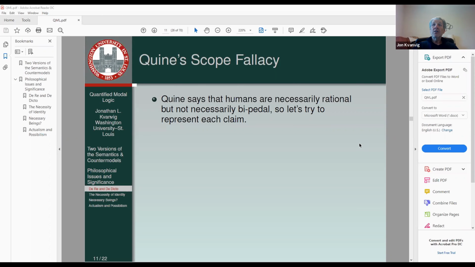Let's take a look more closely at Quine's argument, however, because it's a good example of a scope fallacy regarding modal reasoning. So Quine says that humans, let's give him the claim that humans are essentially rational and not essentially bipedal. We won't quibble over the particular properties that he picks. Let's now try to represent each of these two claims.